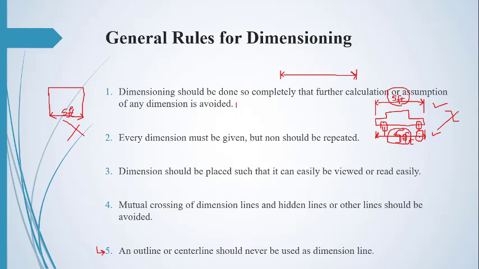You must take another line or draw another line that is known as a dimension line for dimensioning purposes. Like here I will draw a line and I will write here 5 feet for dimensioning. So you cannot take any outline or center line for a dimensioning purpose.